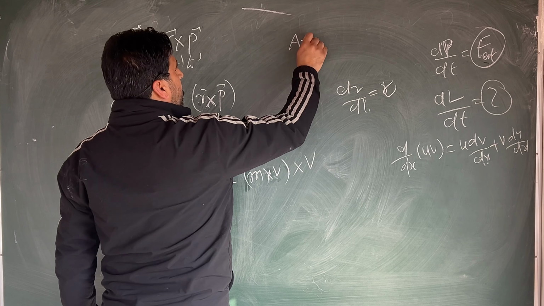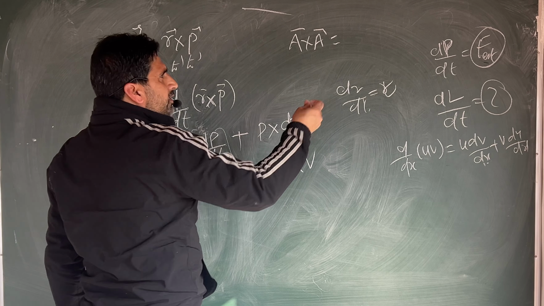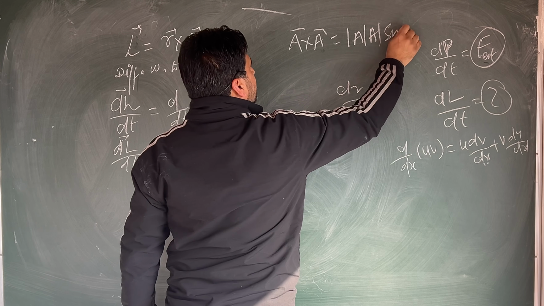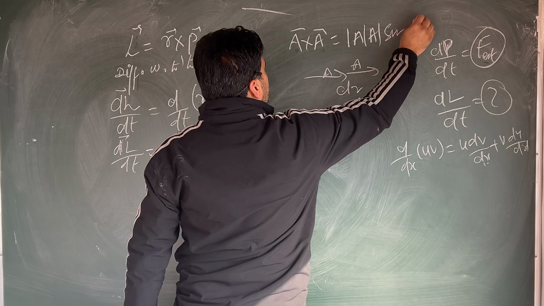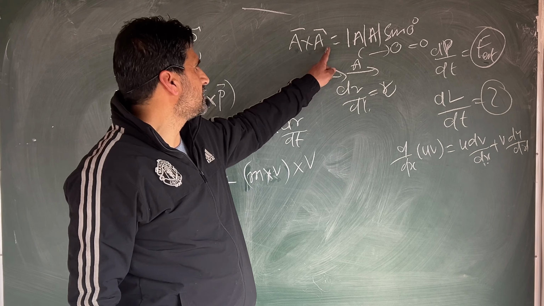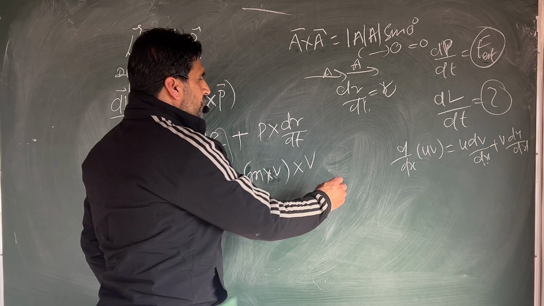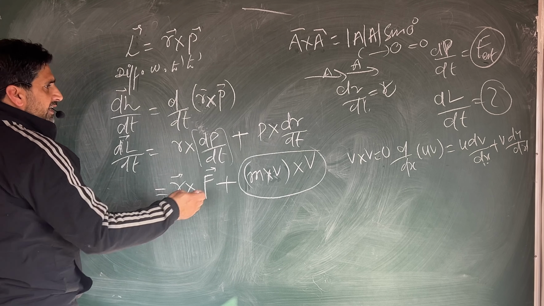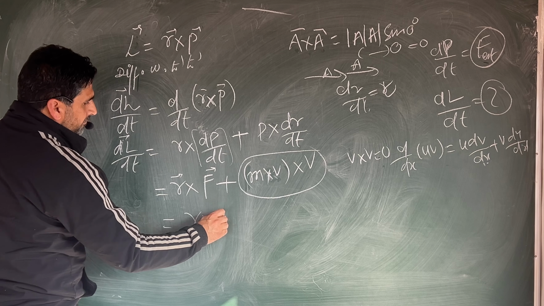If you cross product a vector with itself, what will it be? It is mod of a, mod of a, and sin theta. The angle between a and a is 0 because both are the same vectors, so sin 0 is 0 and this whole thing becomes 0. The cross product between the same two vectors is 0. Here we have a cross product between v and v, so v cross v is equal to 0. This portion is equal to 0, where I have replaced p with m into v. So you get r cross F.